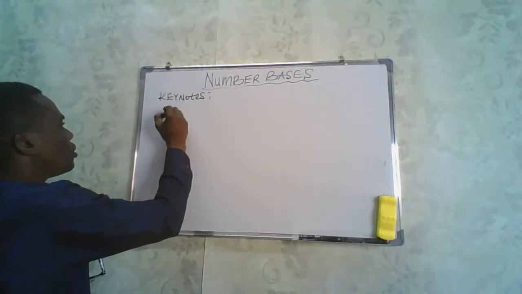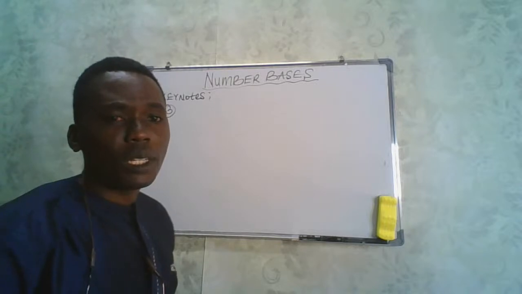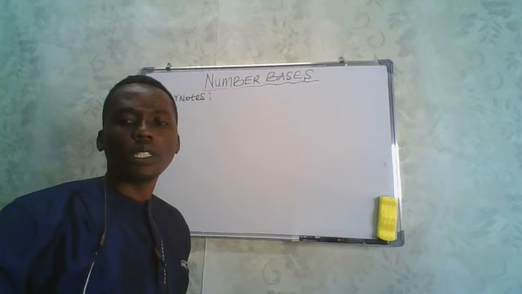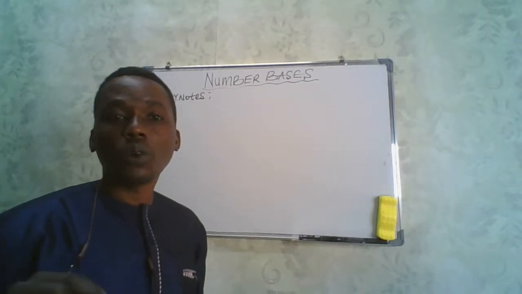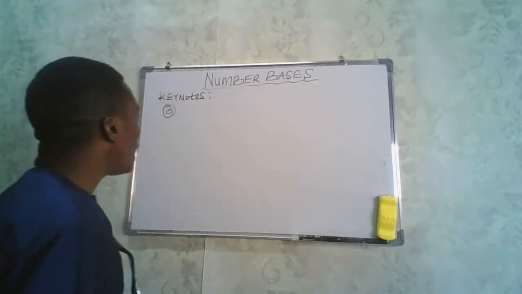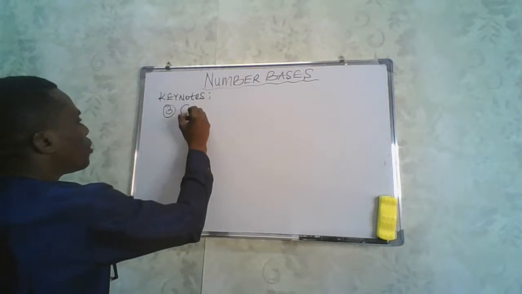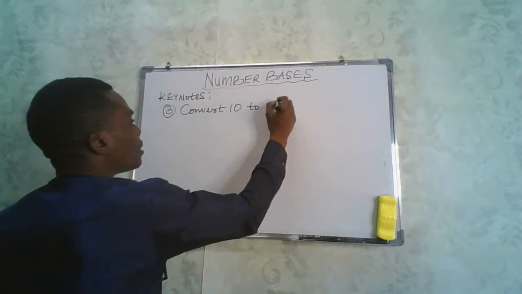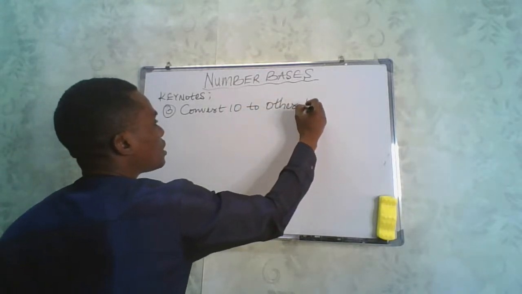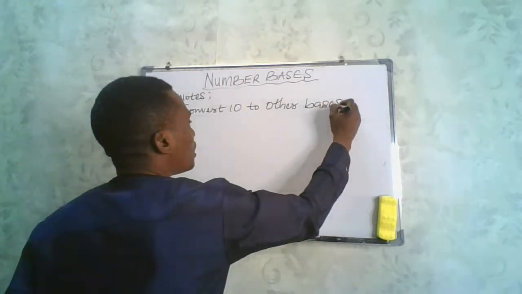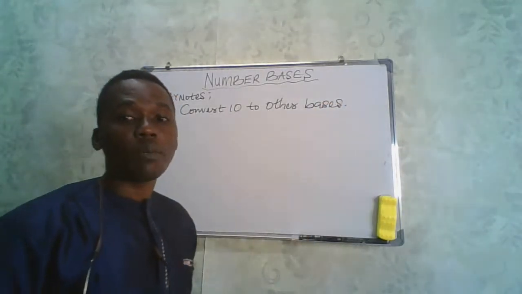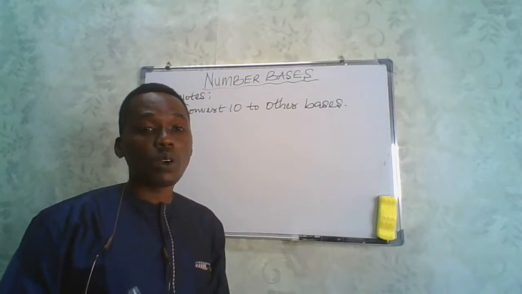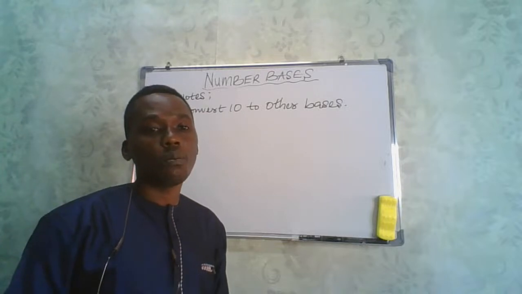Now let's consider keynote 3. In keynote 3, a key point we need to note is the conversion of base 10 to other bases. Now, when we are asked to convert from base 10 to other bases, all you need to do is to bear in mind that there is what we call the successive division method.